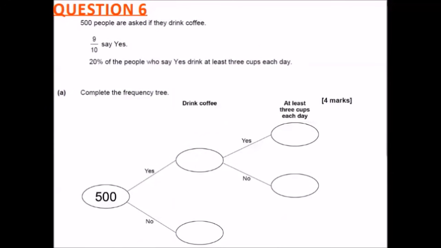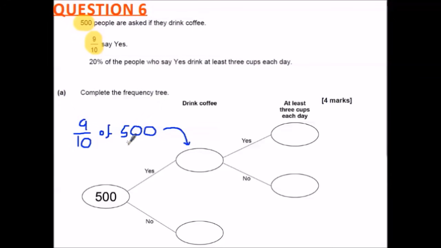Question 6, frequency tree. 500 people are asked if they drink coffee. 9 out of 10 of them say yes. So 9/10 of 500 say yes. So 9/10 of 500 is going to go here, because it's 9/10 of 500 people.